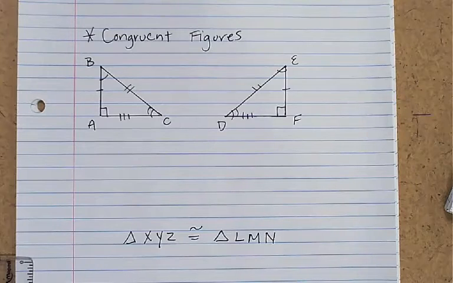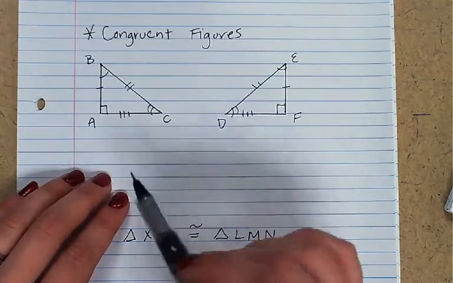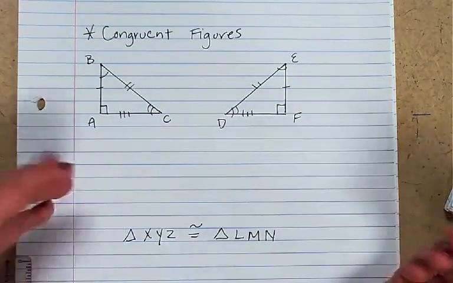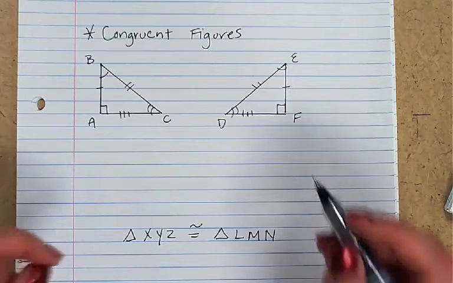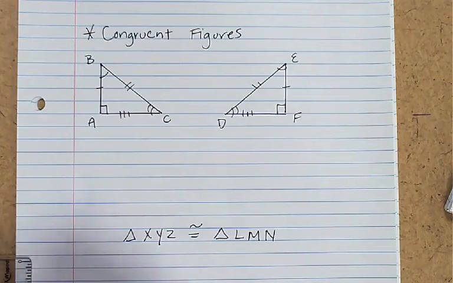From the congruent figures lesson, I just wanted to reiterate that the order of the letters when you write your congruent statement matters. So what I mean by that is looking at these two triangles here, a lot of people will go, oh, triangle ABC is congruent to triangle DEF because they want to go in alphabetical order, but you can't do it like that. You have to, like I said, the corresponding parts have to be in the same order.